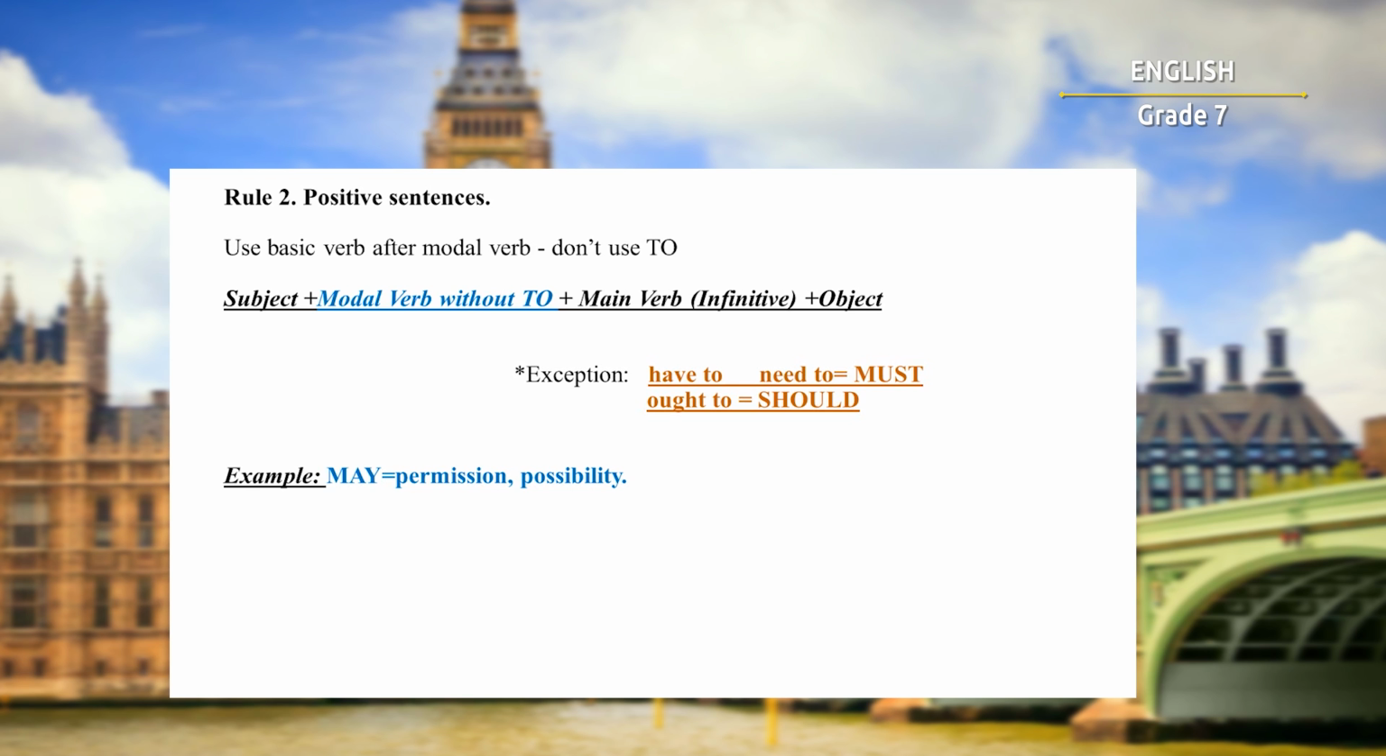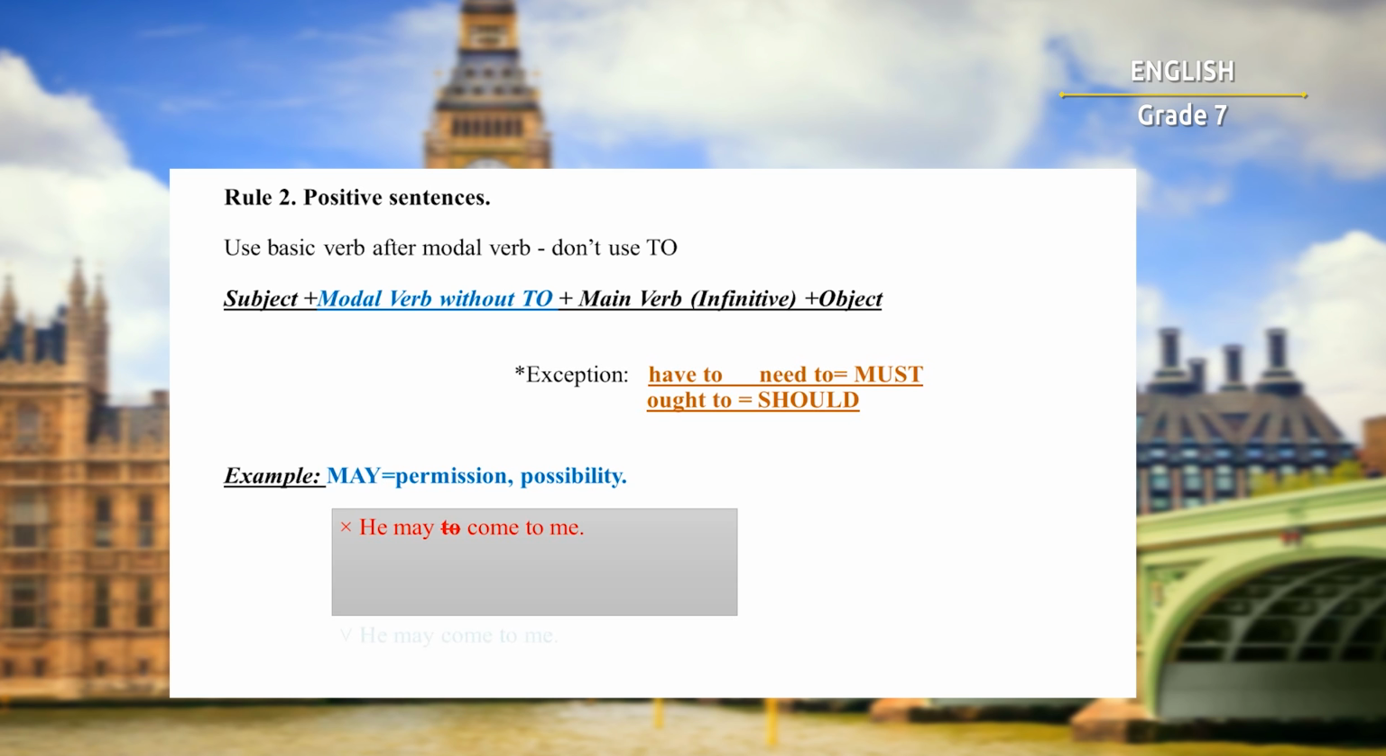Please pay attention to the exception. Have to and need to are used with the part to. In this case, we need to remember that have to and need to can be used in place of must. And ought to is also used with the part to. It is the same as the modal verb should. For example, may expresses permission or possibility. "He may to come to me."